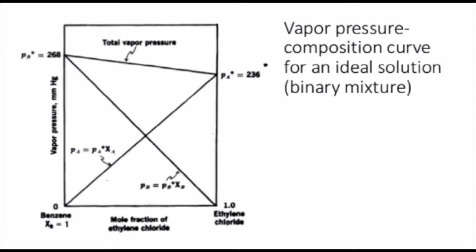While if we plot the graph for ethylene chloride, then the pure vapor pressure of ethylene chloride is found to be 268 mmHg. So the partial pressure of ethylene chloride can be obtained by P0B into XB. By combining the partial pressures of benzene and ethylene chloride, obtained by calculation from Raoult's law, we can get the total vapor pressure.